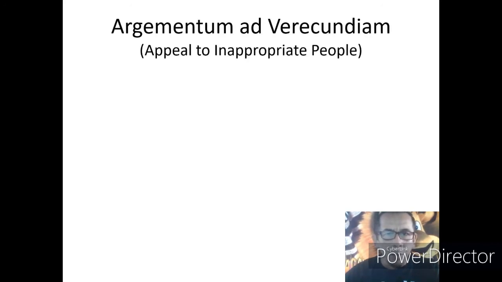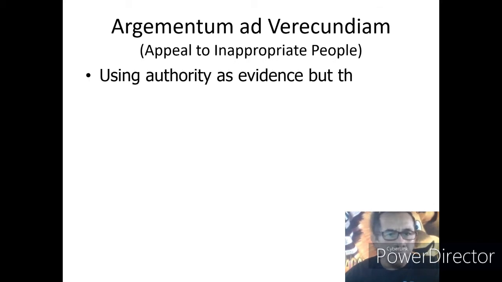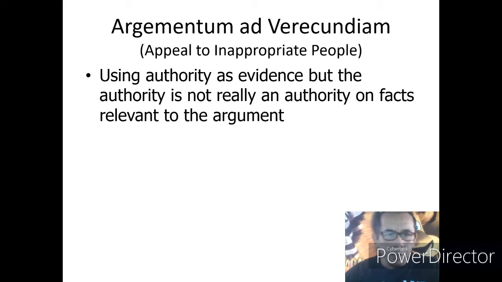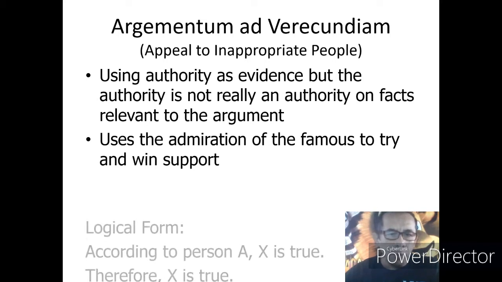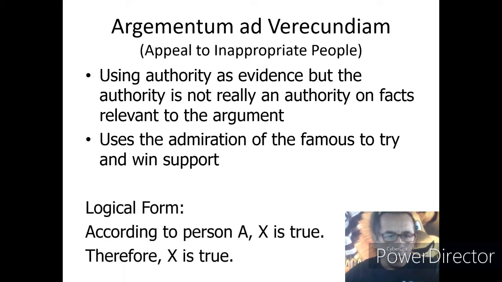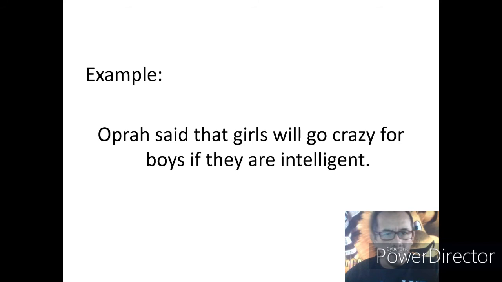First, the argumentum ad verecundiam, or the appeal to inappropriate authority. Using authority as evidence, but the authority is not really an authority on facts relevant to the argument. It uses the admiration of the famous to try and win support. Example of logical form: According to person A, X is true. Therefore, X is true. Example: Oprah said that girls will go crazy for boys if they are intelligent.